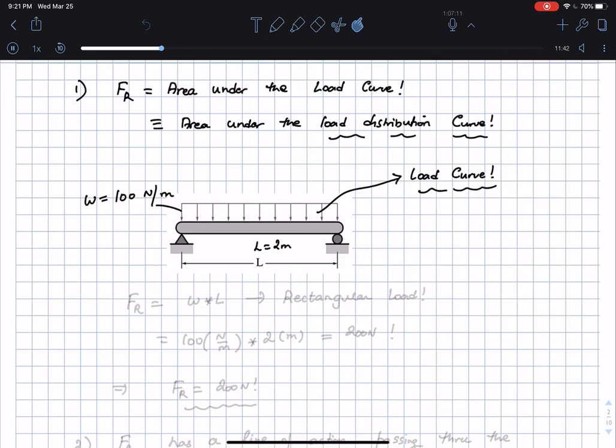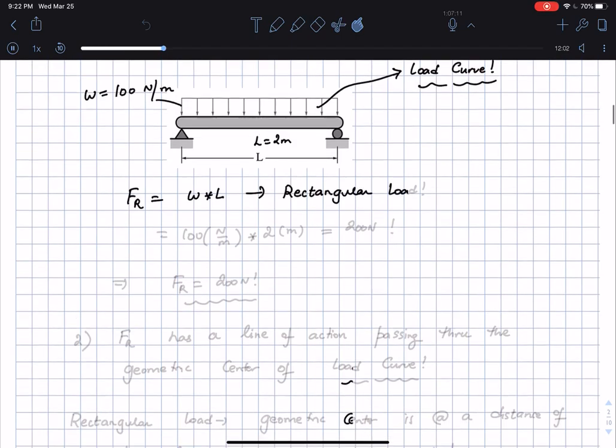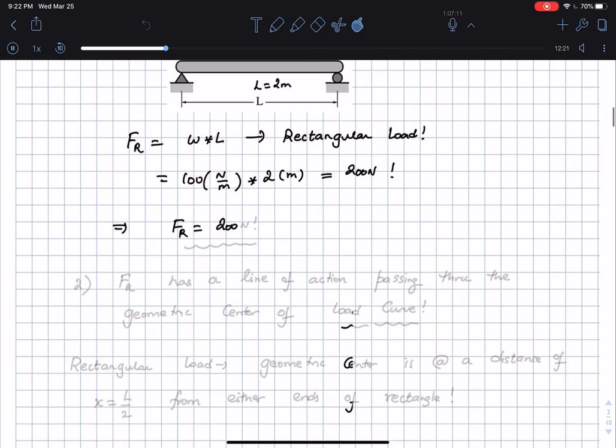The area under this load curve is just a rectangle, so this is going to be the W, which is the height of the rectangle, multiplied by the width of the rectangle, which is equal to L, which means that FR is actually equal to W times L for a rectangular loading. This is nothing but the area, and in our case this is 100 newtons per meter multiplied by the length, which is 2 meters, which will give me 200 newtons. So this implies that for us FR is equal to 200 newtons.